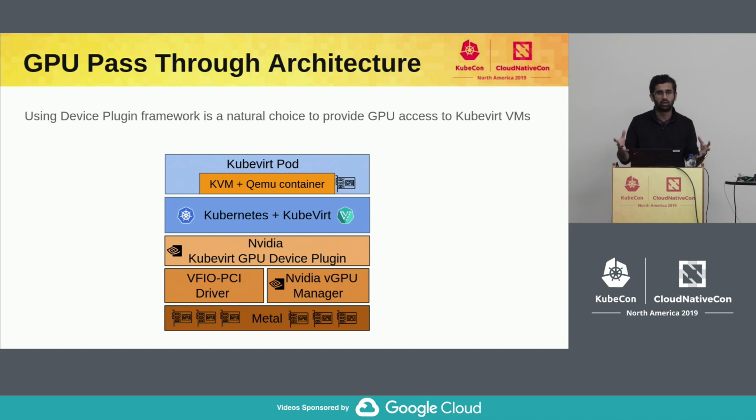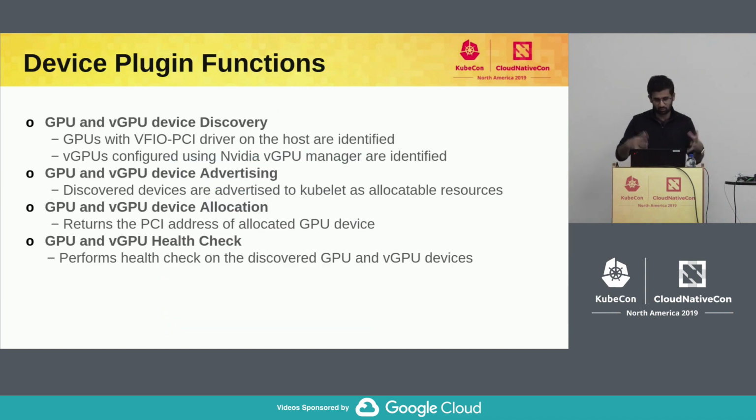Kubernetes and KubeVirt together use these devices, which are exposed by a device plugin, and as David explained, it creates a KubeVirt pod. That KubeVirt pod has a QEMU process in it, and that QEMU process has the GPU, and it creates a VM.